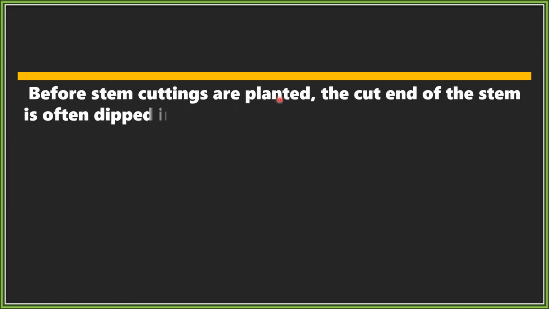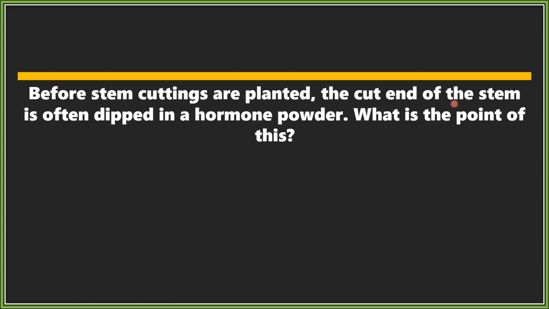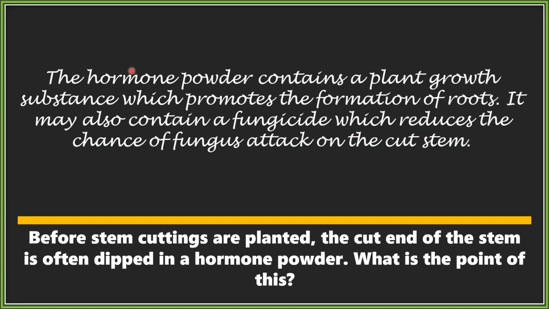Before stem cuttings are planted, the cut end of the stem is often dipped in a hormone powder. What is the point of this? The hormone powder contains a plant growth substance which promotes the formation of roots. It may also contain a fungicide which reduces the chance of fungus attack on the cut stem.